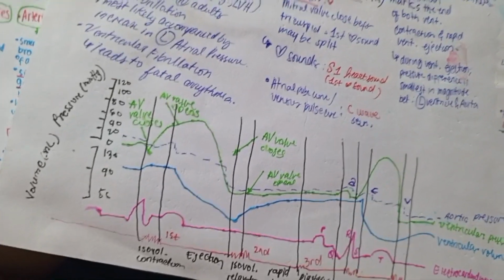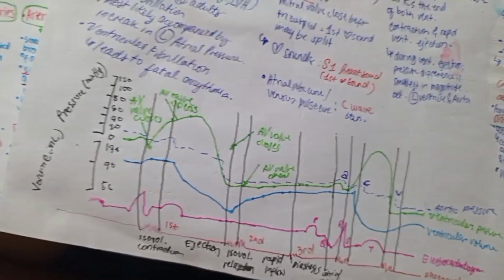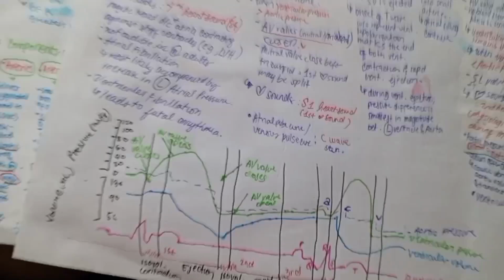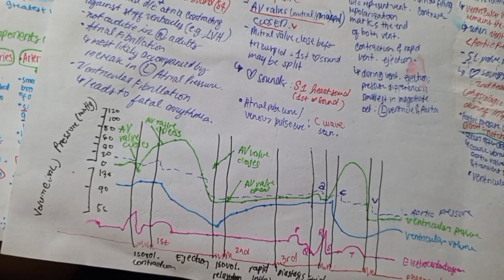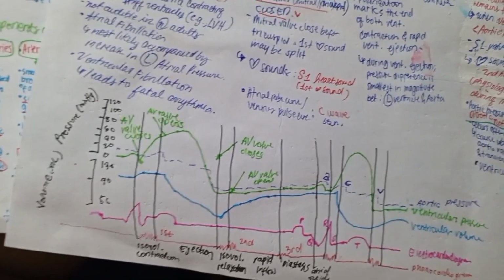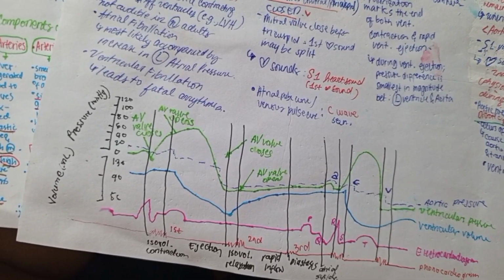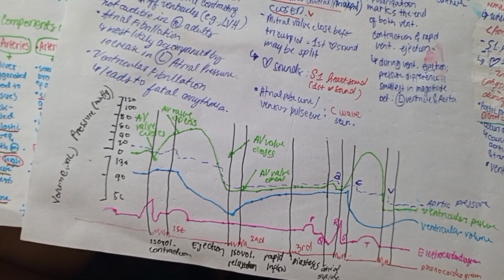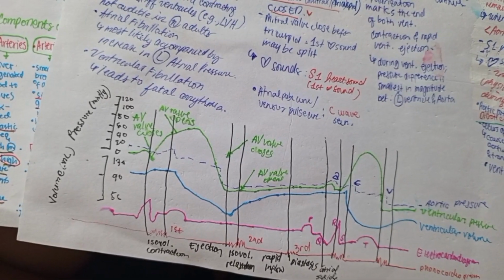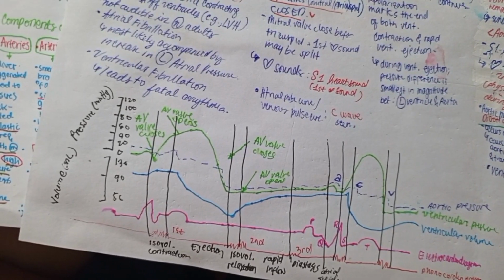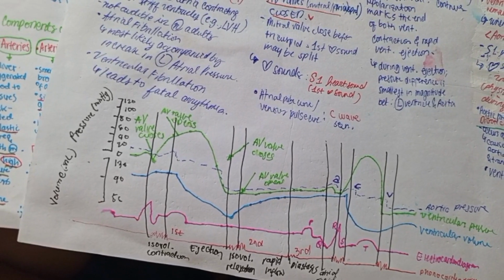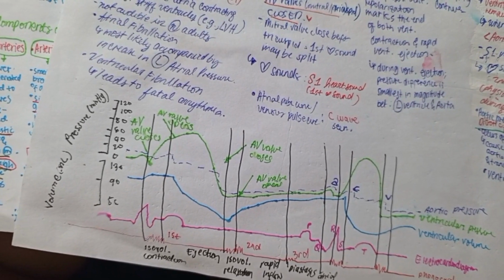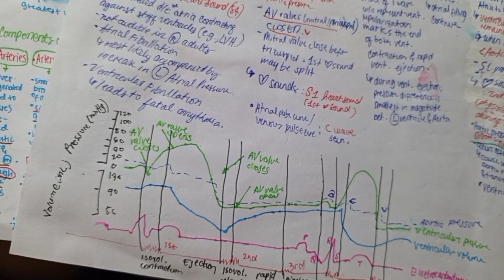The next phase is the ejection, or rapid ventricular ejection, and the atrial filling begins. The ventricular pressure increases and is greater than the aortic pressure. Here, the semilunar valves, the aortic and pulmonic, will open, and the blood will flow from the left ventricle to the aorta, and the ventricular volume decreases in the rapid ventricular ejection. That's the rapid ventricular ejection.